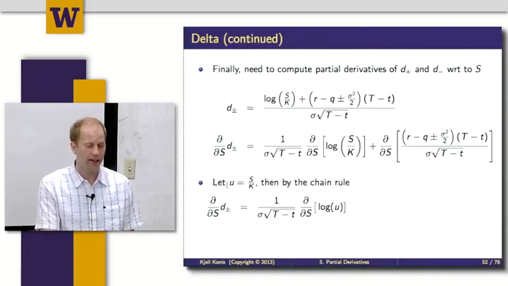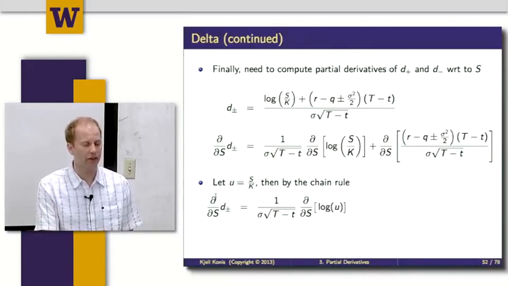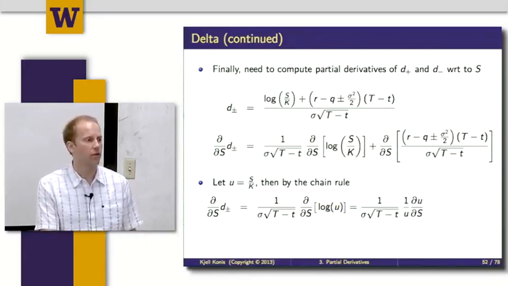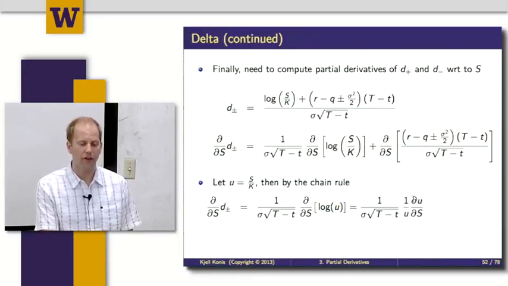So I'll do a little substitution here. I'll let u equal s over k. Then I can rewrite this here as the partial derivative with respect to s of log of u. And so by the chain rule, that's going to be the derivative of the log times the derivative of u with respect to s. So the derivative of log of u is just 1 over u. And then I have this partial u partial s. And I'm going to calculate that just by taking the partial derivative with respect to s of u here. So that's going to be 1 over k.